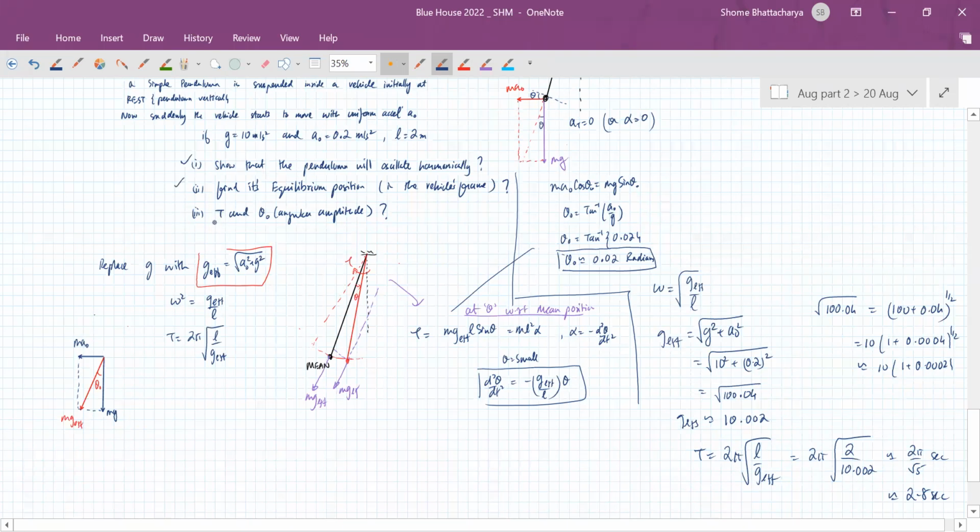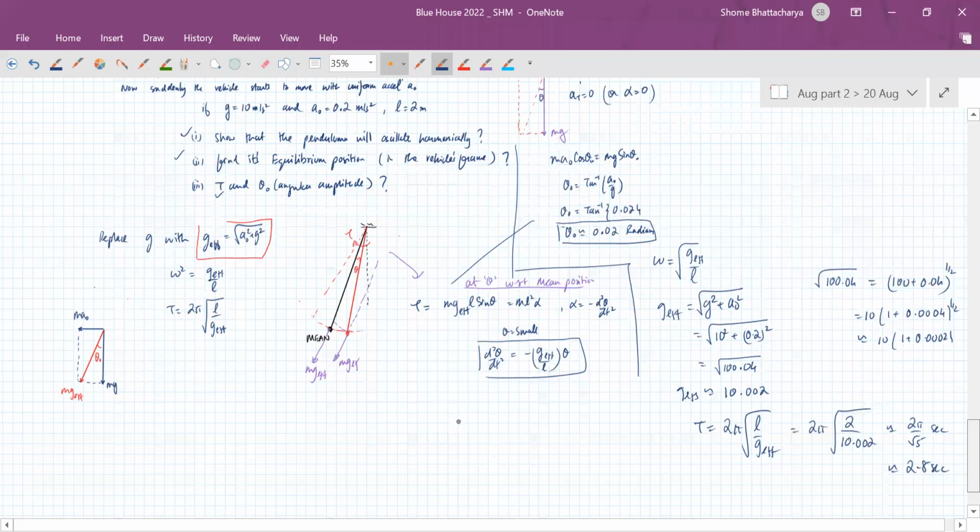Okay. Now we have to only find the angular amplitude. So you'll realize here the angular amplitude is that theta naught only, because you're starting from the position at rest, which is away from the mean position. So that means you're starting from an extreme position of the oscillation. That extreme position is at the vertical position. So the vertical over here is at tan inverse of A naught by G, or 0.02 radians with respect to the equilibrium position. Okay.